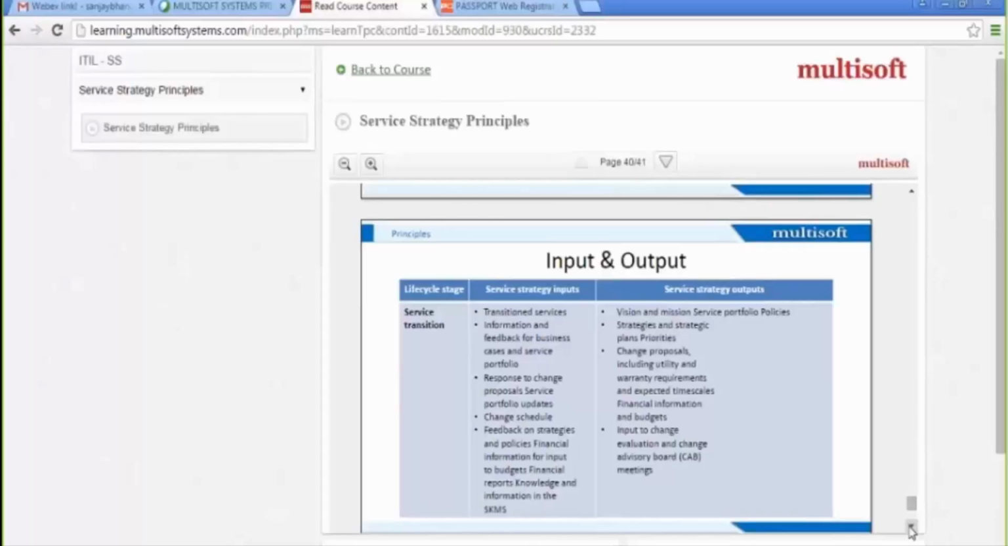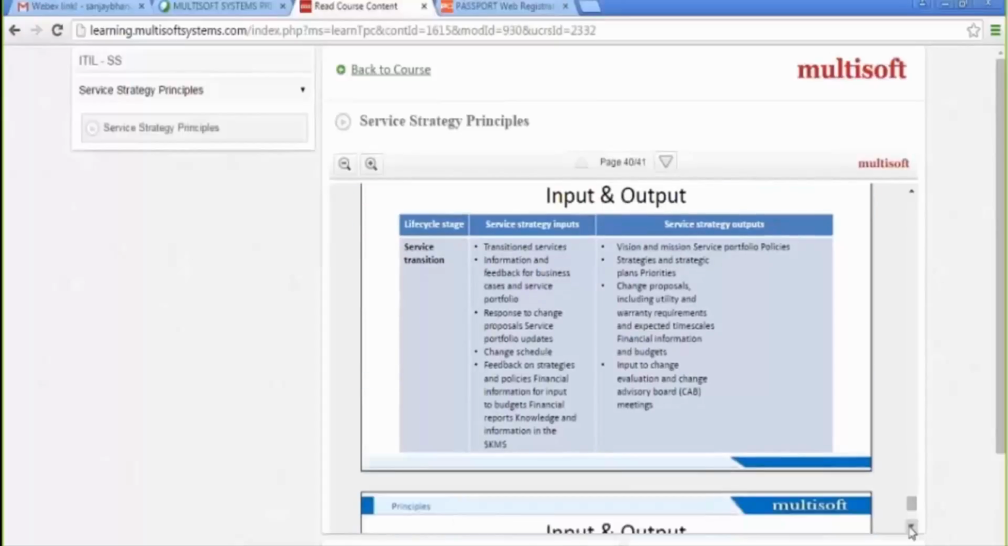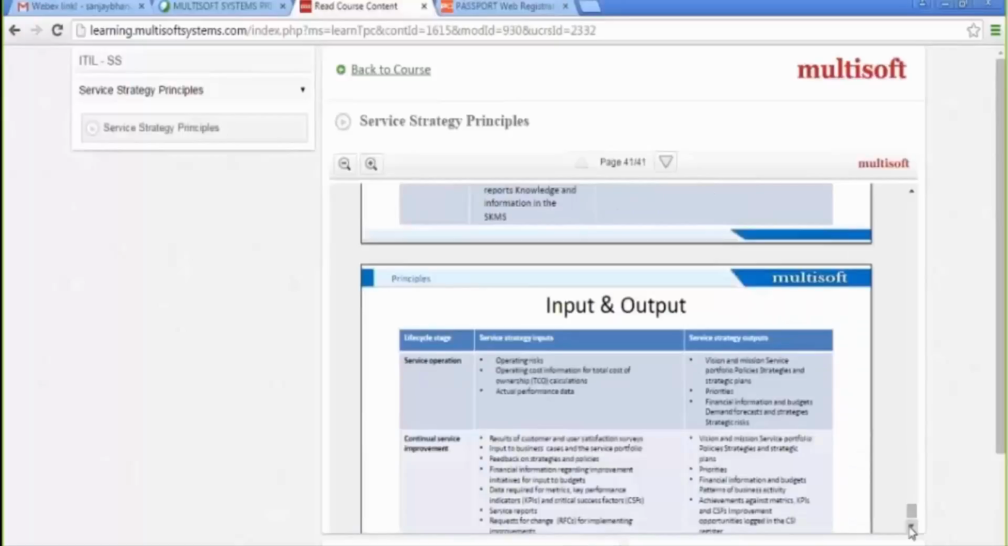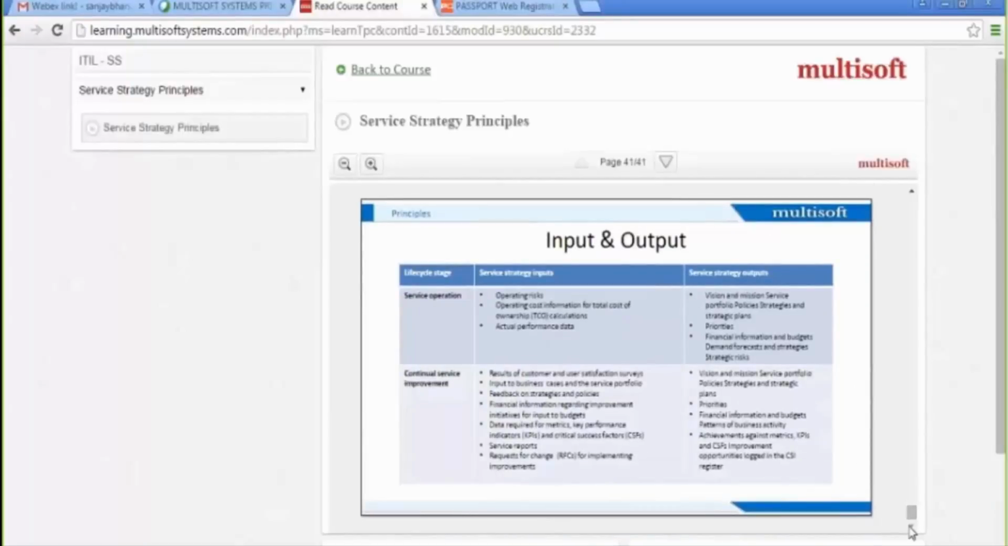And this is for service operation and CSI. For service operations, what we need is operating risk, operating cost, information on total cost of ownership calculation, actual performance data. This is my input for service operations. As the strategic output we are getting the vision and mission for service portfolio, policy, strategy and strategic plan, again the priorities, the financial budget, the demand forecast, everything. So the same thing we are getting as output for service strategy.